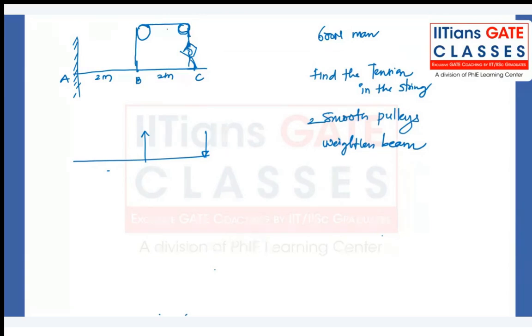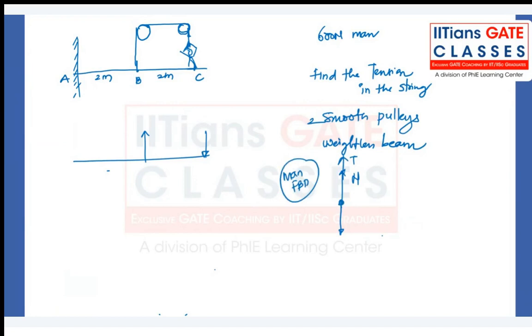Or the man. So the man is of some weight acting downward. As the man has some weight, we have a normal reaction coming because of it, and we will have some tension in the string. So this is the free body diagram of the man. Is it clear? How much is the weight? 600.